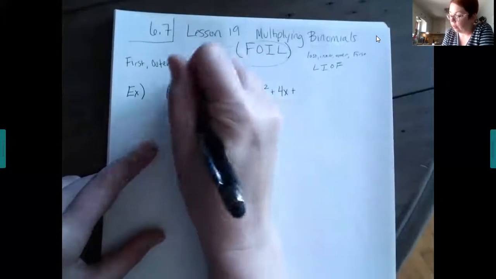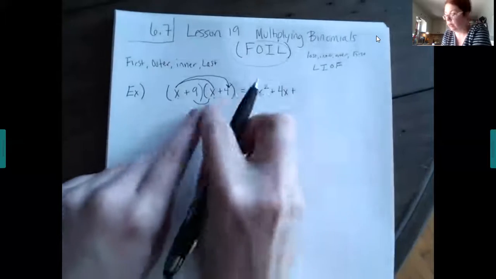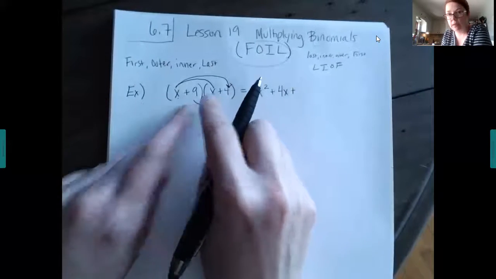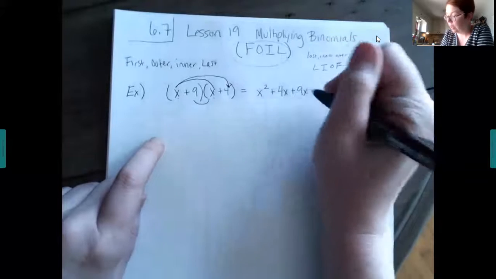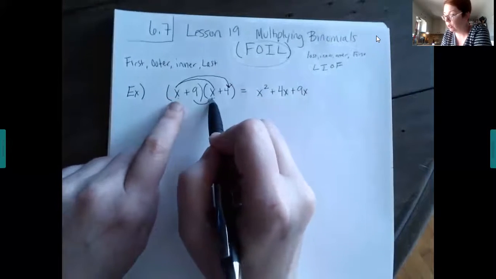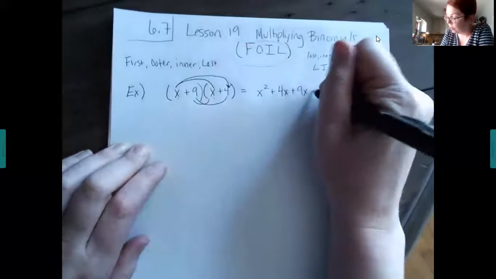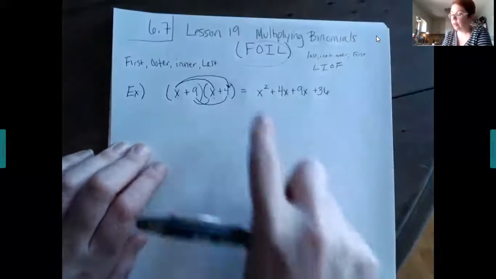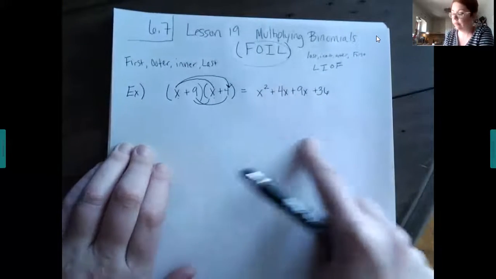And then our inners, or our innies, will be right here. If these are on the outside, these are on the inside. So then we have 9 times x. And then last: if these were first, these are last. 9 times 4 is 36. Now this is great, but this as an answer can be simplified.